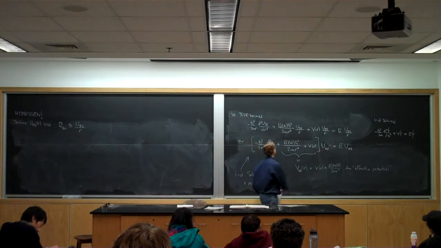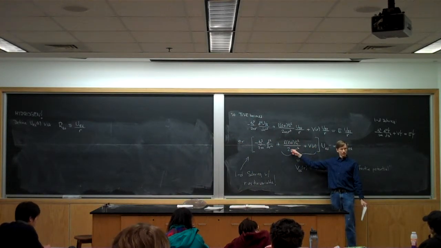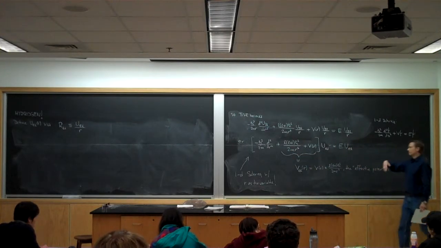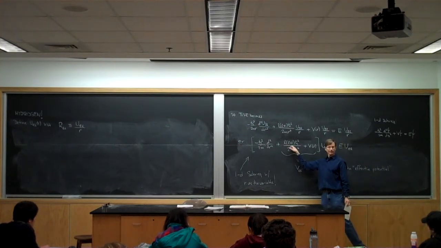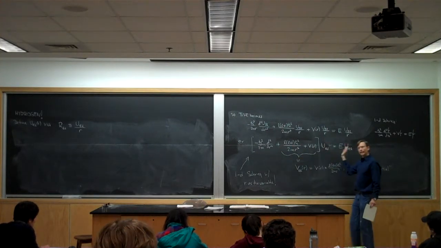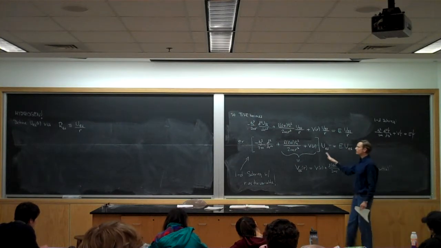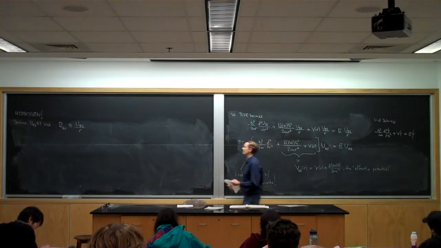Now again, implicit is that the angular piece has produced this l(l+1) h bar squared over 2mr squared term. But once you throw in the Y_lm and its eigenvalue, the radial piece of the Schrodinger equation just becomes a one-dimensional Schrodinger equation with this effective potential.